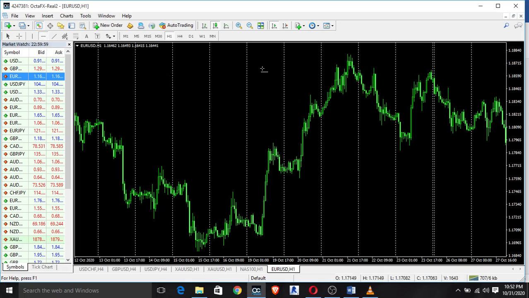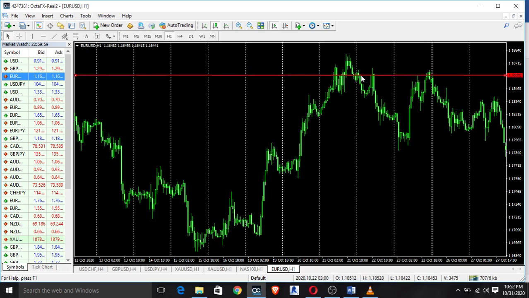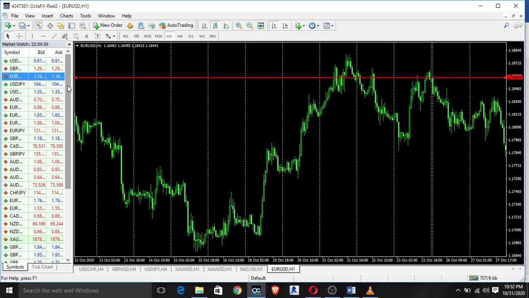So idan za ka sa trend line ɗinka sai ka zo da yadda triangles nan suka haɗu, that's this point, sai ka zo ka azana. So kaga triangle nawa ya taɓa shi? Ɗaya, biyu, uku. This shows us this is a strong point.